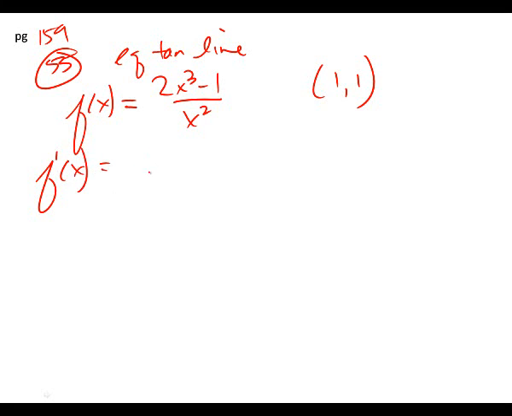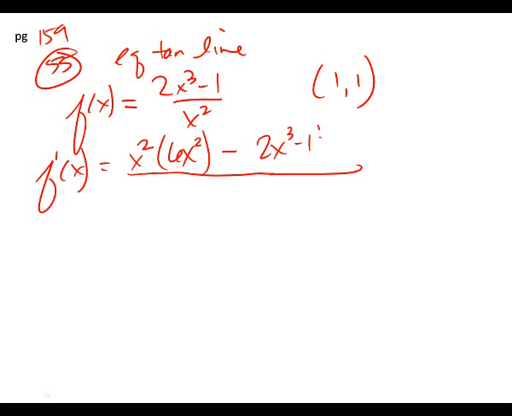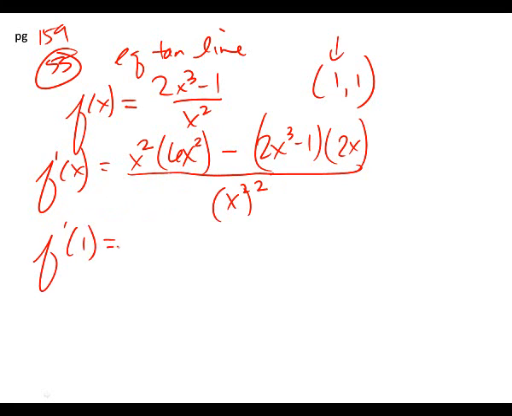Quotient rule. Okay, so what is my low? x squared. Derivative of the high, 6x squared. Minus the high, which is... What's the derivative of the low? 2x, over the low squared. And in this case, I wouldn't simplify. I just plug that number in because the number is going to be easier to deal with than the algebra.